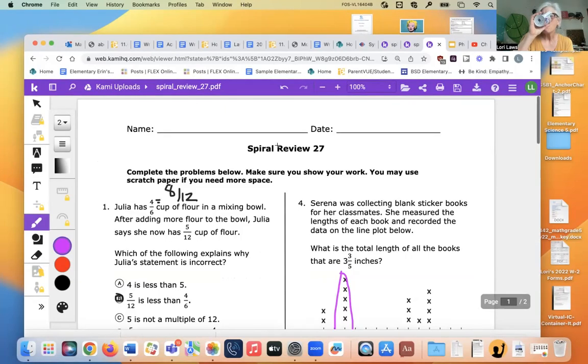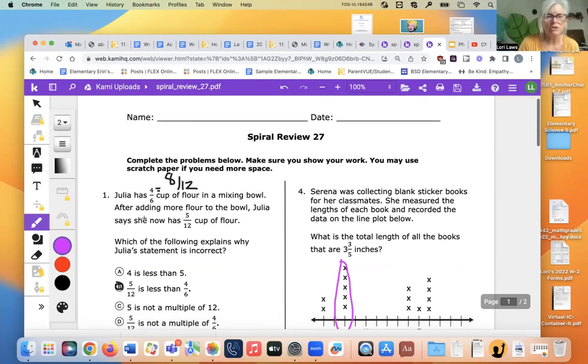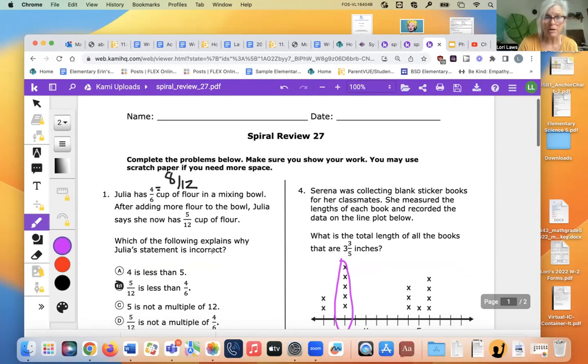Yes. Okay, number 1. Julia has 4/6 a cup of flour. After adding more flour, Julia says she now has 5/12. Well, I immediately converted 4/6. I doubled the top and the bottom and made it 8/12, which is more than 5/12.